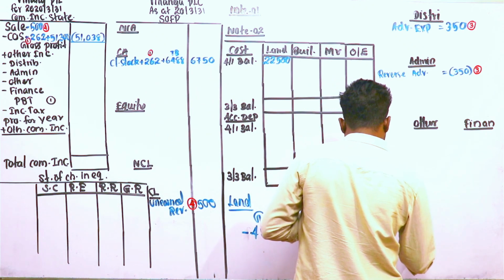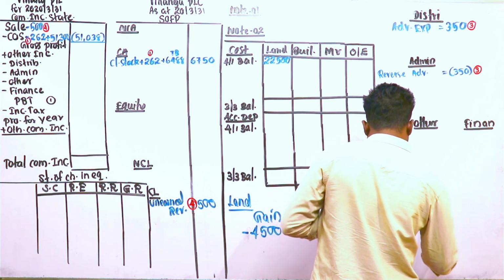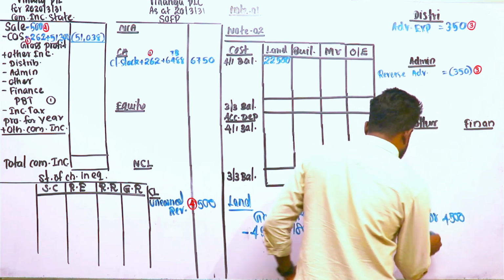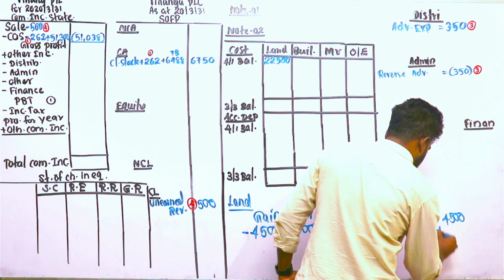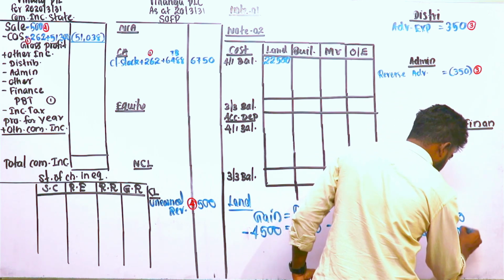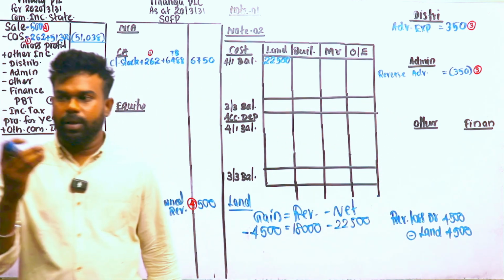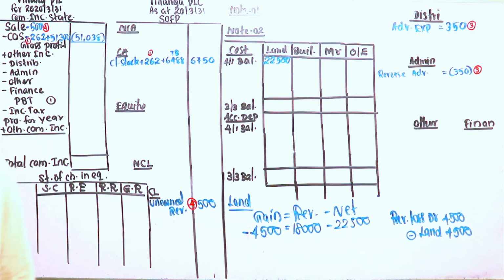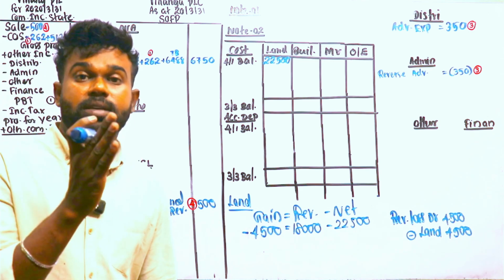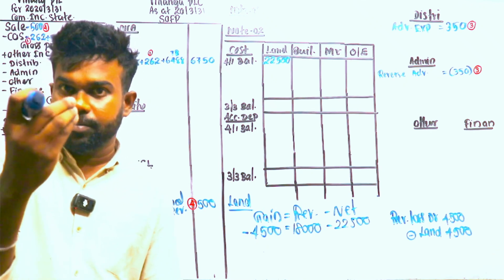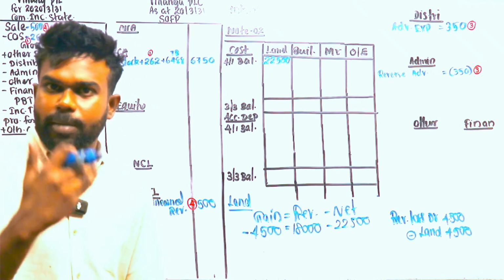Revaluation loss debit 4,500, land credit 4,500, as a decrease. But this is a normal double entry for the revaluation loss. But there's a balance from the previous year in the revaluation reserve in the trial balance.